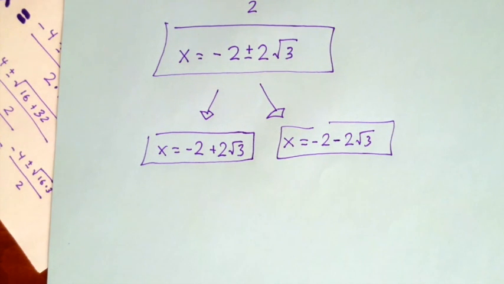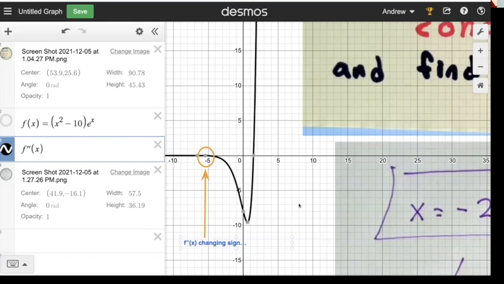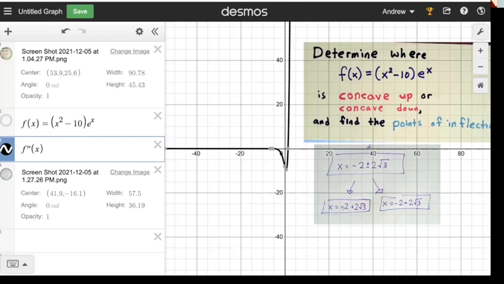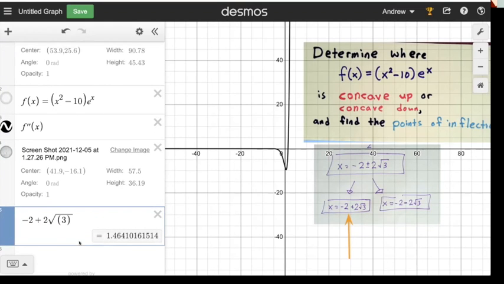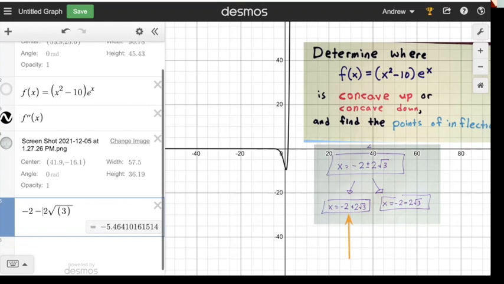Let's go back and confirm. The first inflection point that I saw, where f double prime of x was changing sign, looks like it was about x equals -5.464. When I solved f double prime of x equal to 0, I got x equals -2 plus 2 square root of 3. So let me type in -2 plus 2 square root of 3. Oh, that's the larger one. I actually want here the -2 minus 2 square root of 3. And you see that this is not exactly the same answer, but it lines up to 3 decimal places.